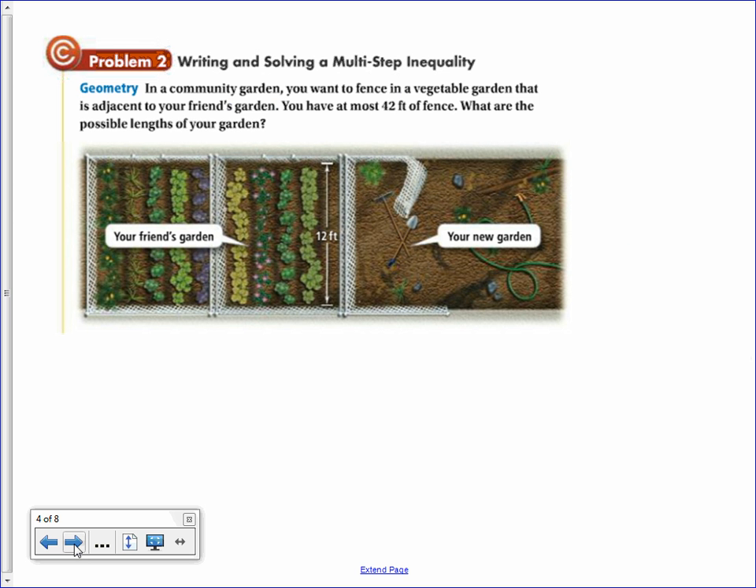Another problem you might see would be something like this. In a community garden, you want to fence in a vegetable garden that is adjacent to your friend's garden. You have at most 42 feet of fence. What are the possible lengths of your garden?